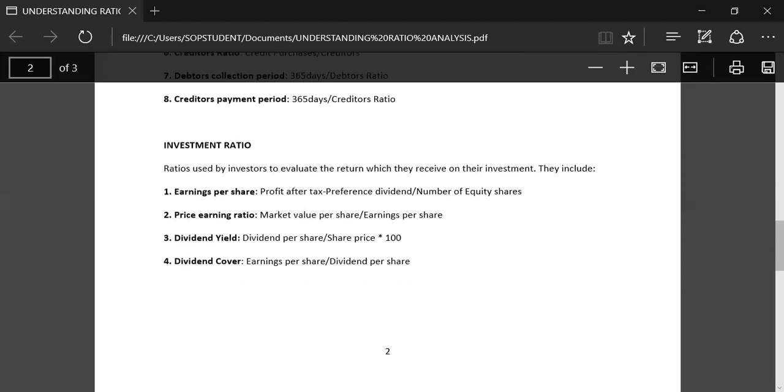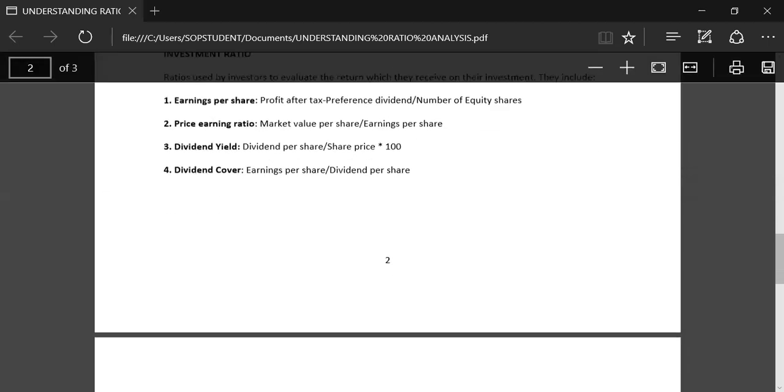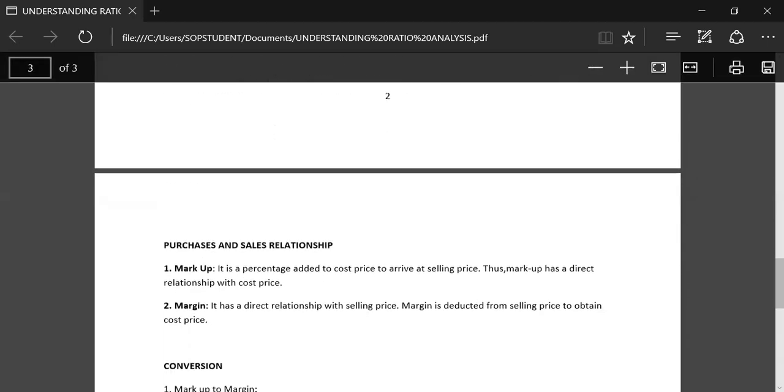And lastly, we have the investment ratio. The investment ratio is used by investors to determine the return they would receive on their investments. And underneath investment ratio, we have the earnings per share, the EPS. We have the price earning ratio. We have the dividend yield, and we have the dividend cover.